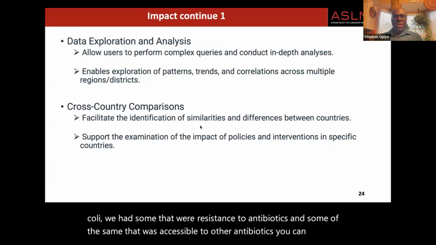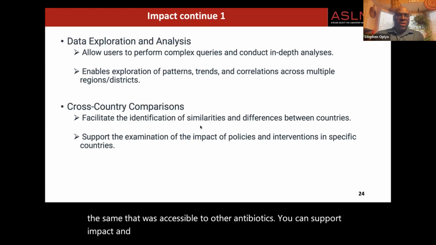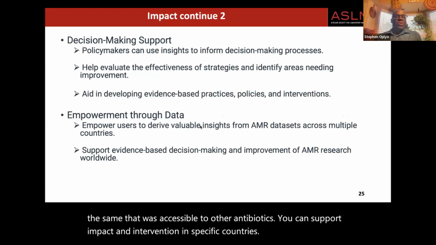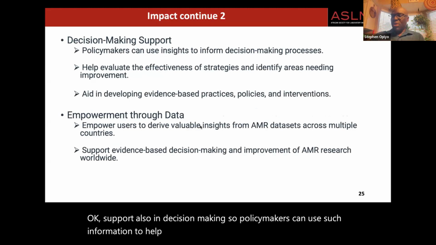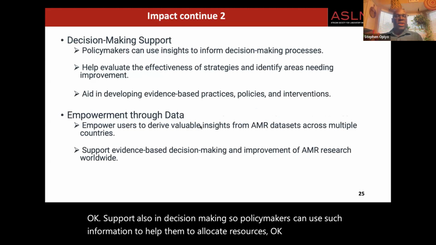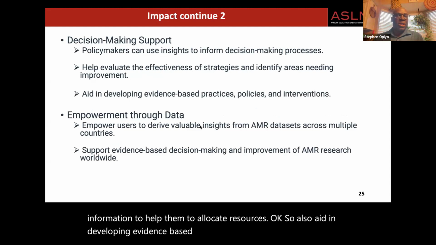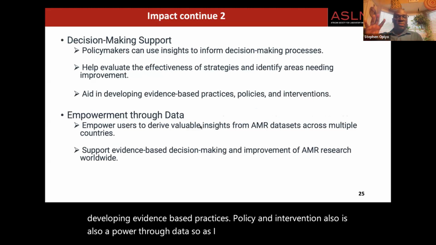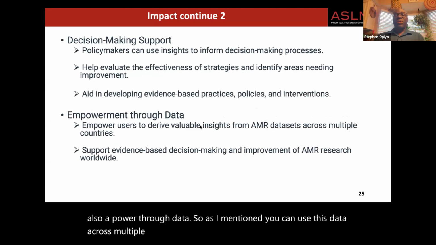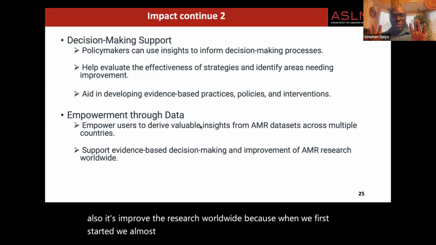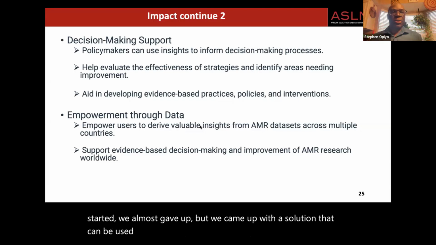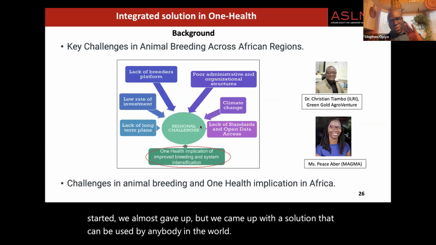You can support impact and intervention in specific countries. You can also support decision making, so policymakers can use such information to help them allocate resources. It also aids in developing evidence-based practices, policy, and interventions. It is also empowering through data. As I mentioned, you can use this data across multiple countries. You can also add other information, and it improves research worldwide, because when we first started, we almost gave up, but we came up with a solution that can be used by anybody in the world. Okay, so that was AMR.